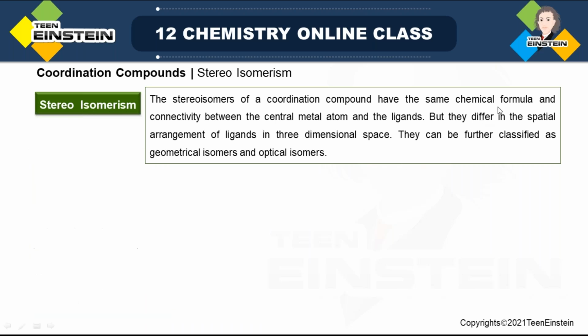So obviously the chemical formula is the same because that is the definition of isomer, and the connectivity between the central metal atom and ligands is also the same. So where is the difference? The difference is in the spatial or 3-dimensional arrangement of atoms, and based on this we can have 2 more types under stereoisomerism: geometrical isomers and optical isomers. First we will discuss geometrical isomers, and after finishing this there will be optical isomers.